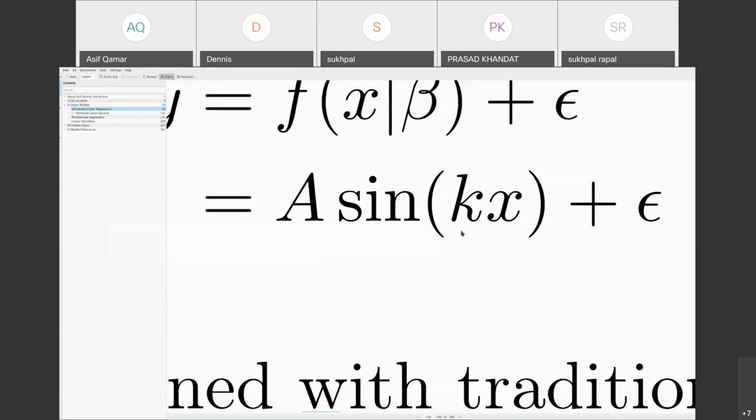Do you guys remember the sine function? Anyone remembers the sine function? The A here is the amplitude. K is the wave number. It is the reciprocal of the wavelength times 2 pi. And X is, of course, the x-axis. Y is, therefore, A sine kx.